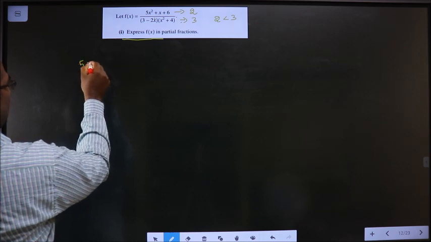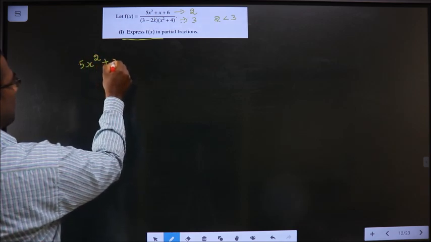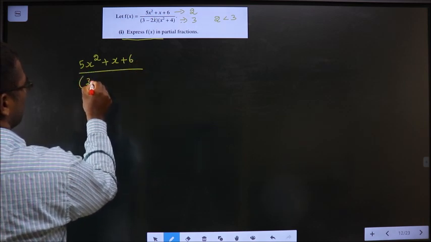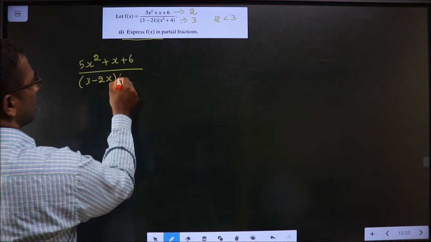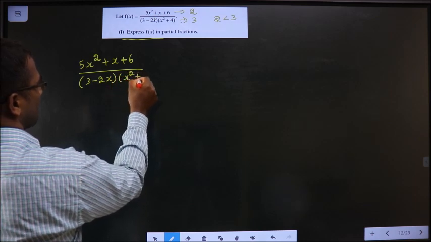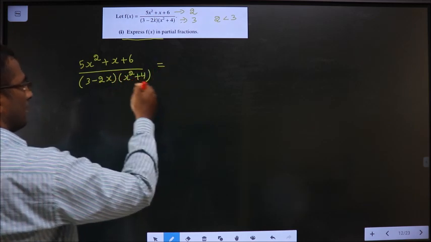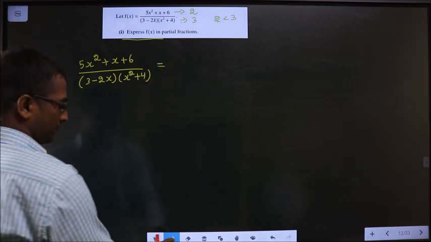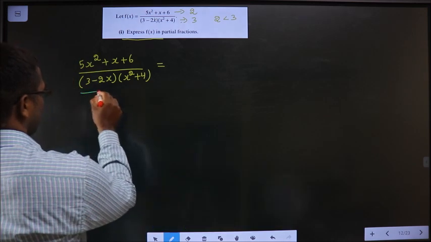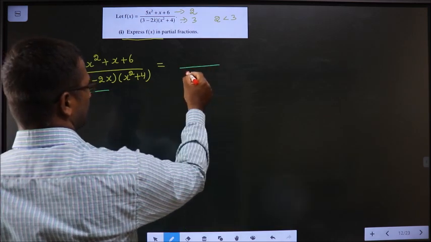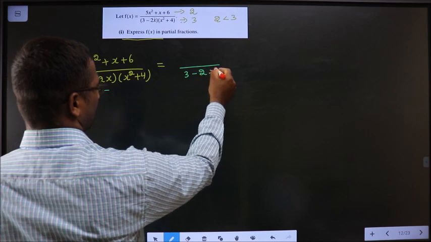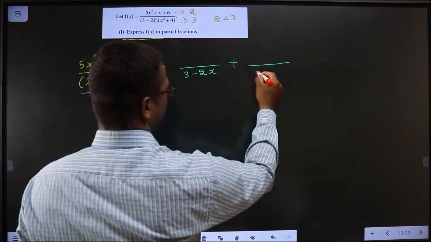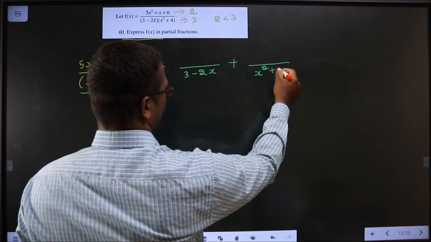I write the question here, 5x square plus x plus 6 by 3 minus 2x times x square plus 4. Now how do I break this into partial fractions? Mean, see here. Take this bracket right here, plus take this bracket right here. Okay.